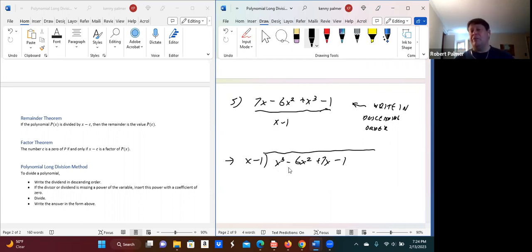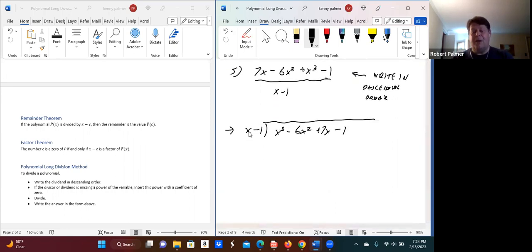Now, this is a longer one, but you see everything works exactly the same way. So now what I'm going to have to multiply x by to get x cubed, that's going to be x squared. So put that over the x squared. And x squared times x is x cubed. X squared times -1, of course, is negative x squared. Everything works the same. Subtract, change my signs. This is now negative. This is now positive. These cancel out. Here I have -6x squared and plus x squared. That'll be -5x squared. And then bring down the next term, plus 7x.